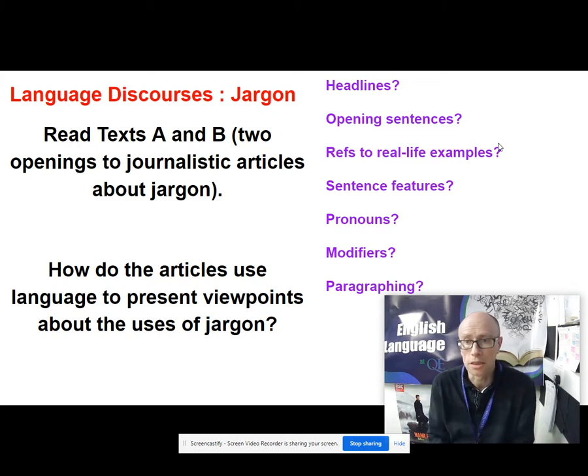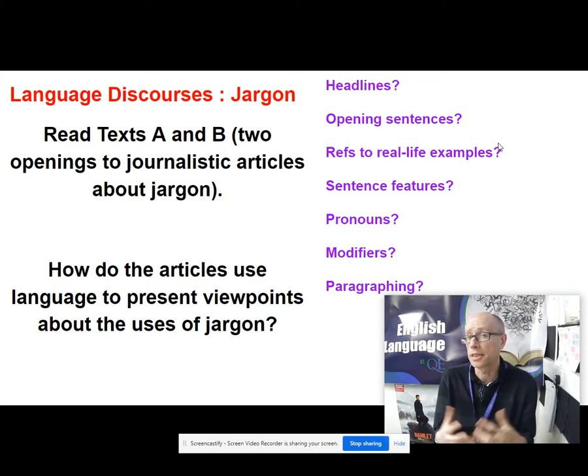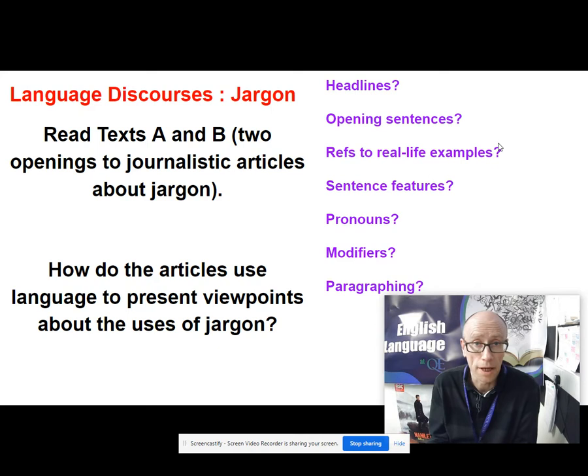So look at your sentence features. There may also be scope there in sentences to be looking at sentence types, like are they minor sentences being used, or are they compound or complex or simple?